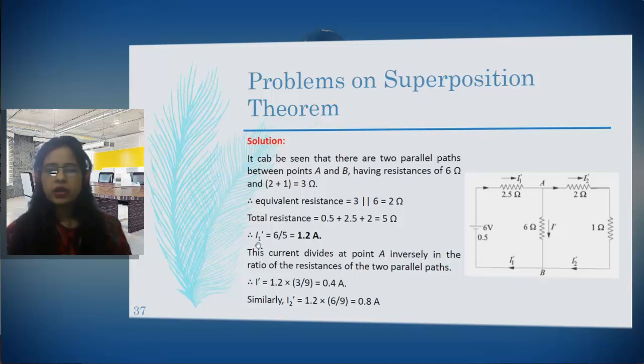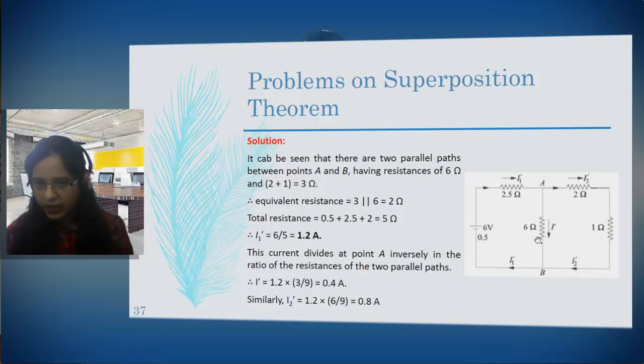So we have obtained I1 dash, right? Now since these resistances are in parallel, if I1 current is flowing here, that current will be divided among these two branches. So we can easily apply the current divider rule and find the current flowing in the branches. The current divides at any point inversely in the ratio of the resistance of the two parallel paths, that is the current divider rule.